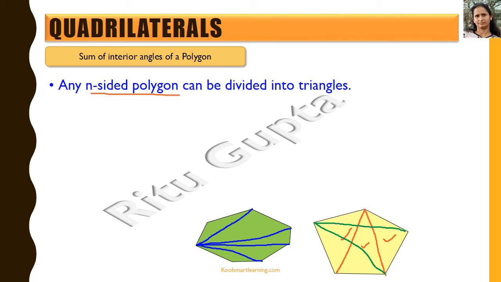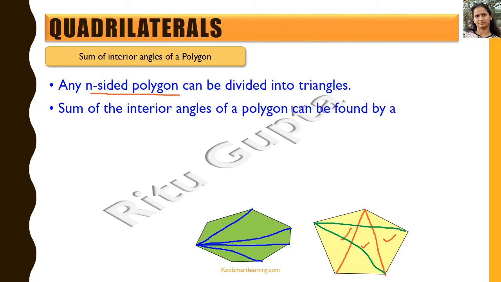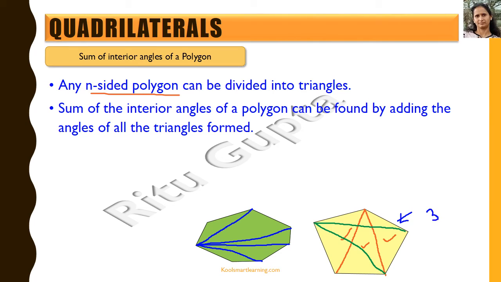So in a similar way, we can try for other n-sided polygons, and we'll see that the number of triangles formed is n minus 2. So the sum of the interior angles of any polygon will always be the sum of the angles of all these triangles added together. So if we talk about a five-sided figure, we have three triangles and the sum of angles of each triangle is 180. So the sum of angles of this will be 540.